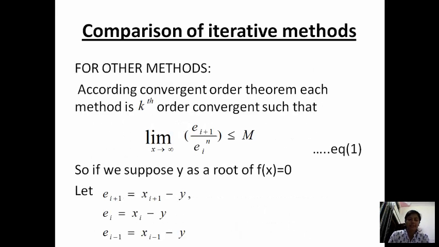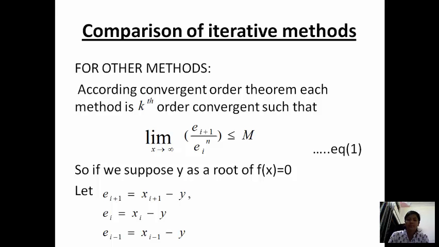And for other methods जैसे कि जो हमारी होती है न्यूटन-रैप्सन मेथड या फिर फॉल्स पोजिशनिंग मेथड, उसमें the rate of convergence is limit i tends to infinity e of i plus 1 upon e of i to the power n, and this should be less than or equal to a constant.